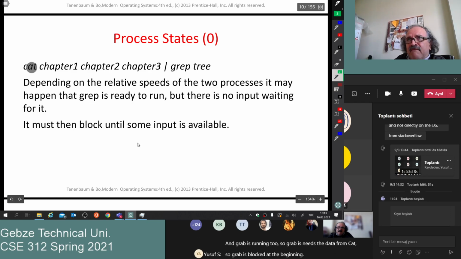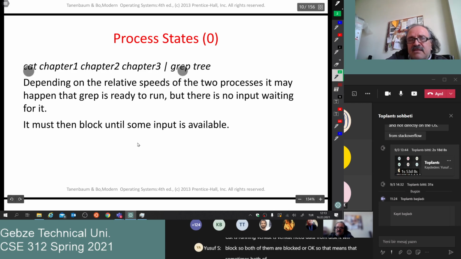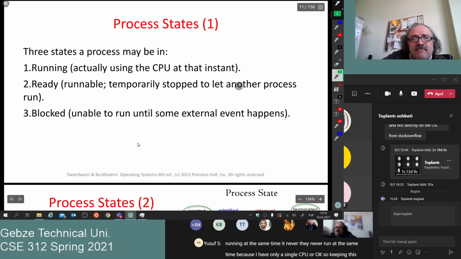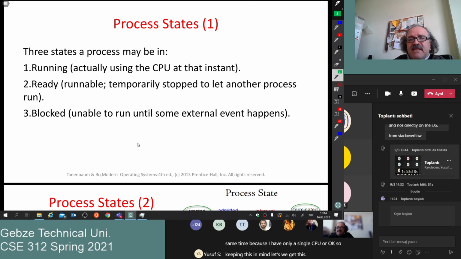Cat is running. When cat needs data from the disk, it will be blocked. So both of them are blocked. Okay, so that means that sometimes both of them are blocked. Sometimes cat is running. Sometimes grep is running. But two of them are not running at the same time. Never. They never run at the same time because I have only a single CPU. Okay, so keeping this in mind, let's look at this table. We say that the processes could be in 3 different states. A process could be running, that is, it is using the CPU. So it is continuously changing the program counter.